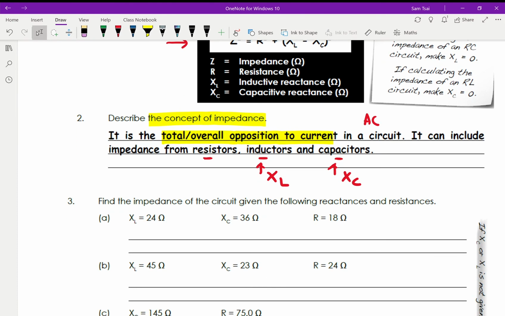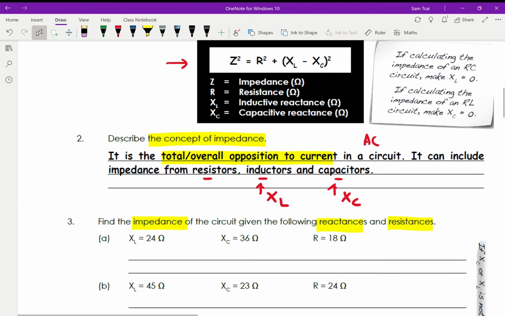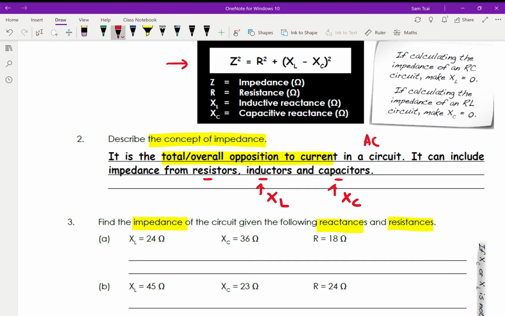Now let's have a look at a question. I think it's quite easy. For the impedance, if you see this word, impedance of the circuit given the following reactance and resistance, how do we do it? This is our formula: Z equals R squared plus, here XC is bigger so I use XC minus XL, squared, and then you take the square root.